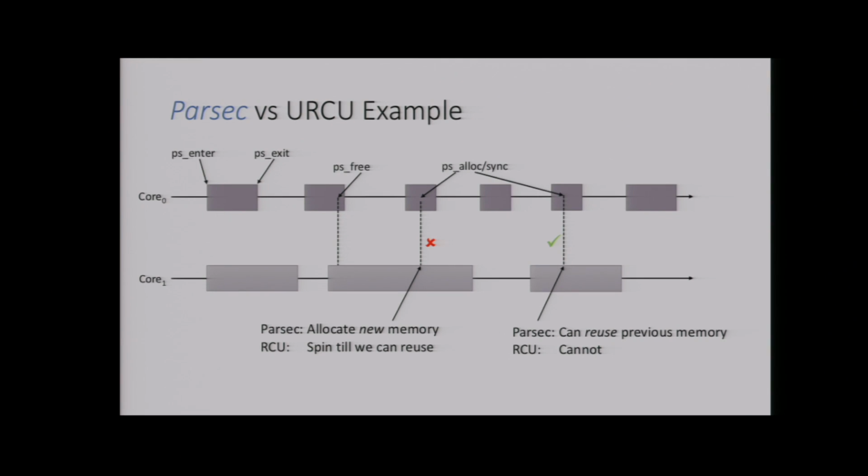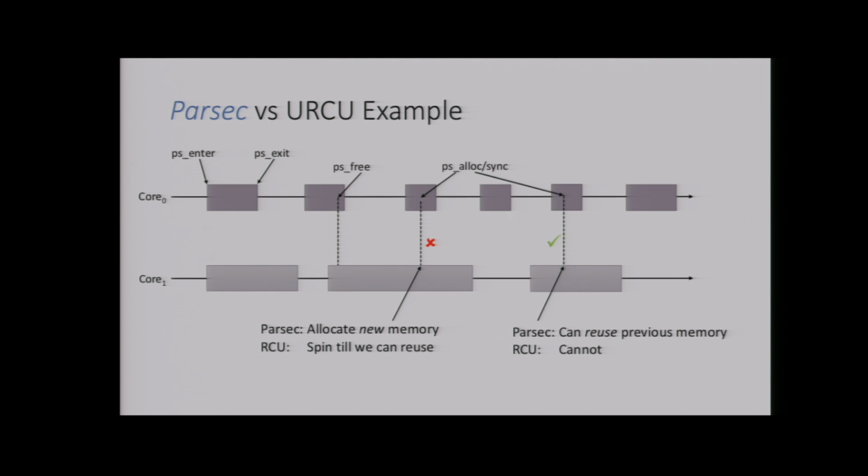Okay, so I just want to do a very simple semantic comparison for how this technique compares to epoch-based memory reclamation, et cetera, some of the other techniques from before. So here we have a comparable graph. We're entering, we're exiting, we free in core 0, and when we try to reallocate that memory, or reclaim it in some way, it could still be accessed by core 1. In Parsec, we say, no, you just can't use that yet. And you go and allocate new memory instead, okay?